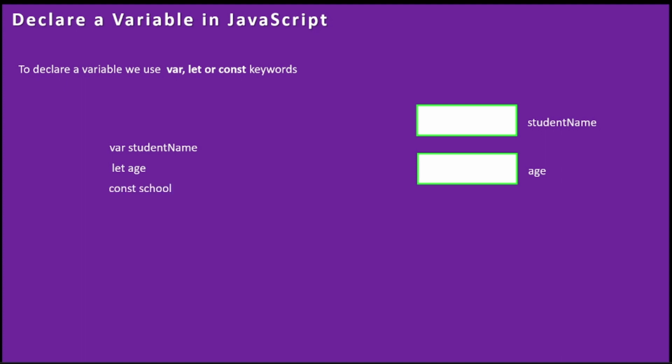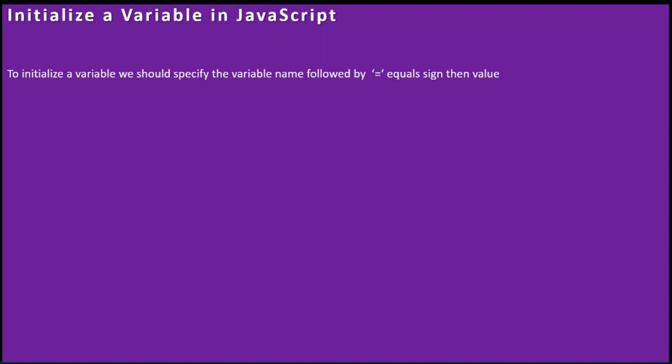Similarly for school, const school, this is a variable which I have created in my JavaScript program. Whenever you create it like this, it will create a placeholder in your memory, and it will now have a reference. Now we have created variables by using these three keywords in our JavaScript. So let's initialize our variables now.